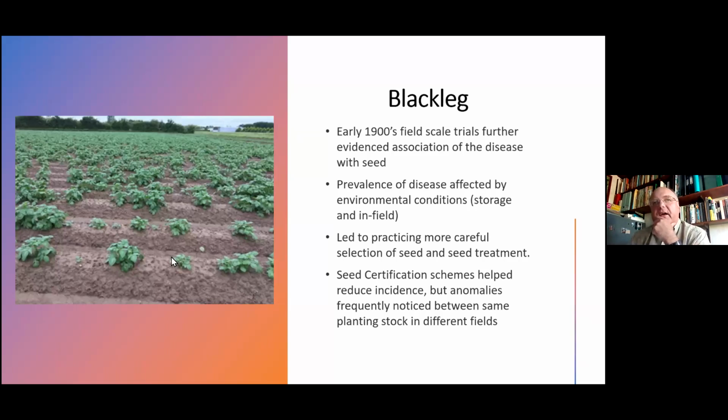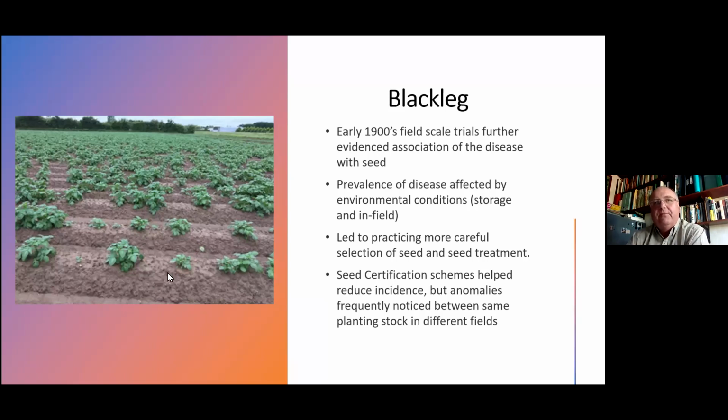The picture there gives you an indication as to what can happen in the field when you've got seed potatoes that are either heavily infected with blackleg, or find themselves in the environmental conditions where blackleg will express itself. As you can see there, the rows are fairly wet.